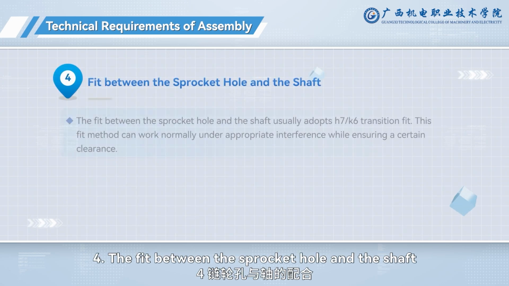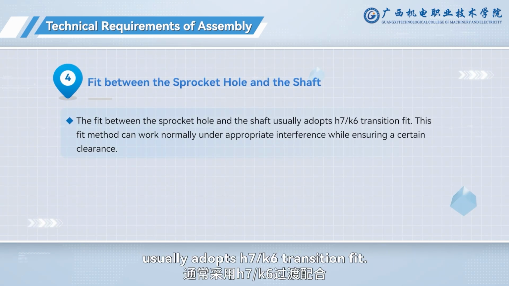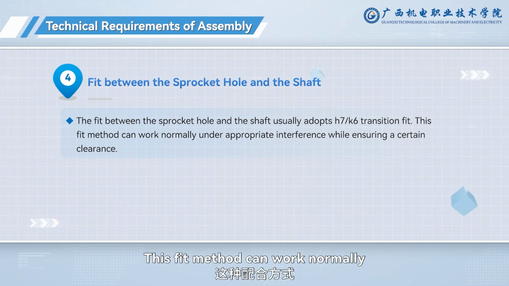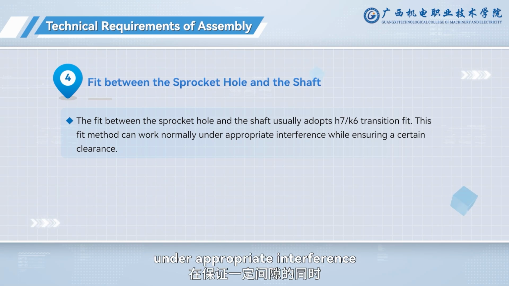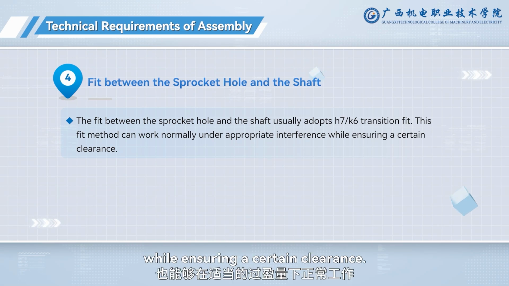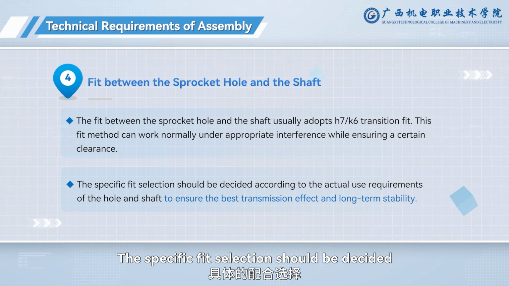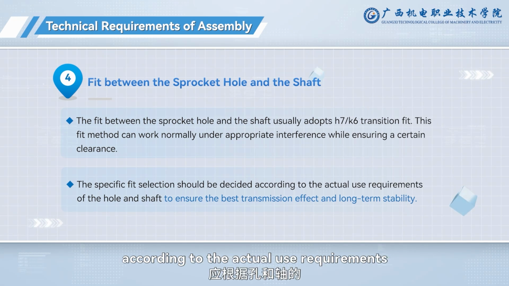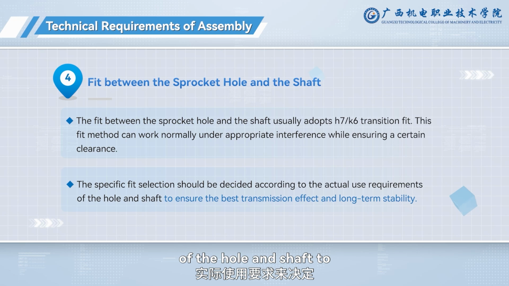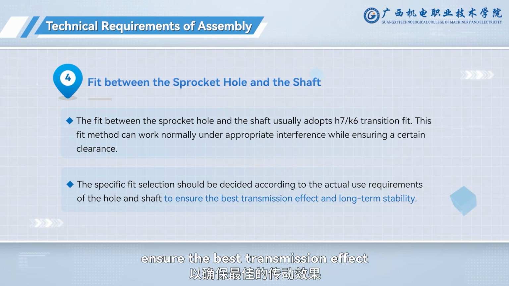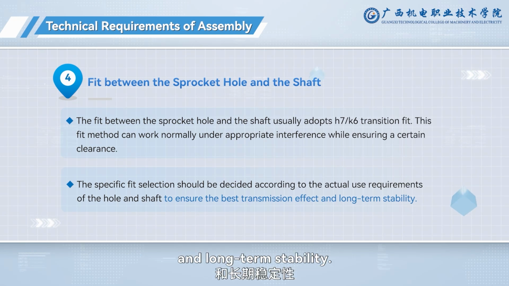4. The fit between the sprocket hole and the shaft usually adopts H7/K6 transition fit. This fit method can work normally under appropriate interference while ensuring a certain clearance. The specific fit selection should be decided according to the actual use requirements of the hole and shaft to ensure the best transmission effect and long-term stability.